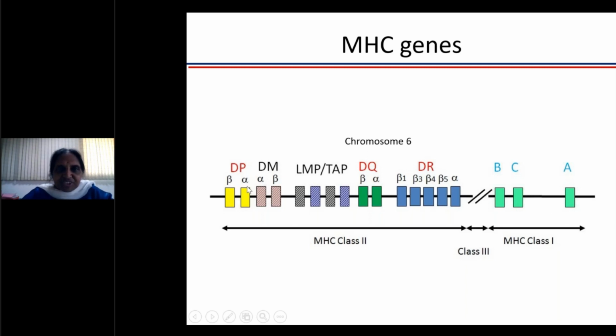But it is so interesting to see that all the genes which are needed for antigen presentation are all located in the same area. Even though LMP and TAP are not part of the MHC, because they are needed for antigen presentation, they are all in the same area. We'll see what this LMP gene does and what the TAP gene does.